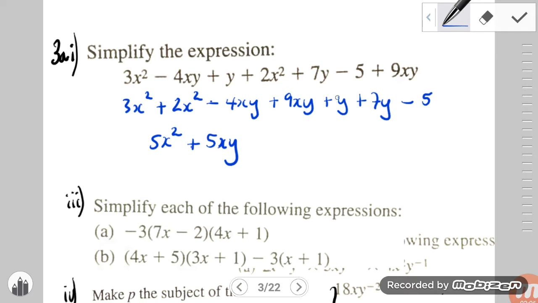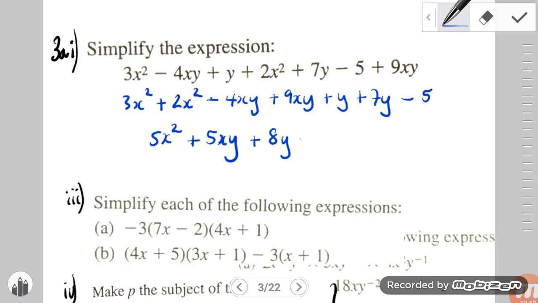Then we have y, which is 1y plus 7y, that's equal to 8y, and that's minus 5. So we have no more terms that are alike. Our simplified version for this answer is 5x squared plus 5xy plus 8y minus 5. All terms here are unlike, so we cannot go any further. That brings us to the end of part 1 of question 3a. Okay, good. So hope you guys got that.